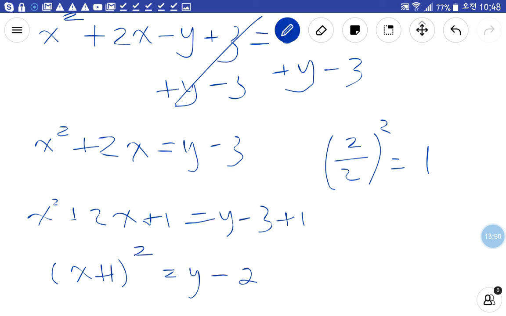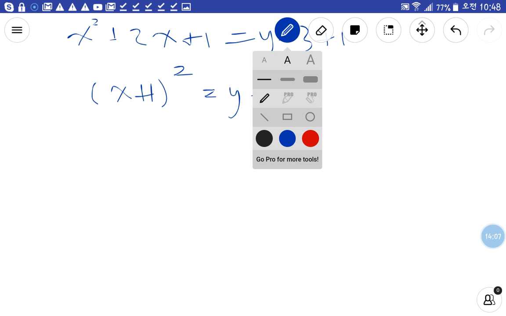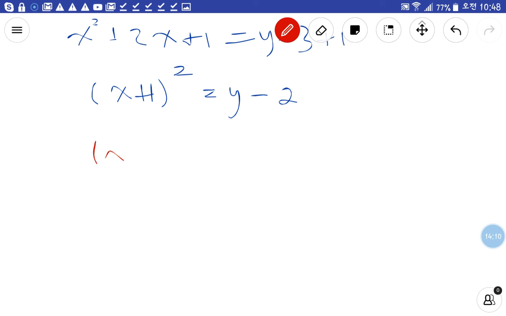So now, look at this. In this graph, x has a square on it. So think about the shape of the graph. Does it open left or right, or up or down? It should open up or down because x has a square. Now think about the standard equation of that: x minus h squared equals y minus k, right? So from that one I can get my vertex directly, which is negative 1 and 2. That's my vertex. Now find the p, guys.